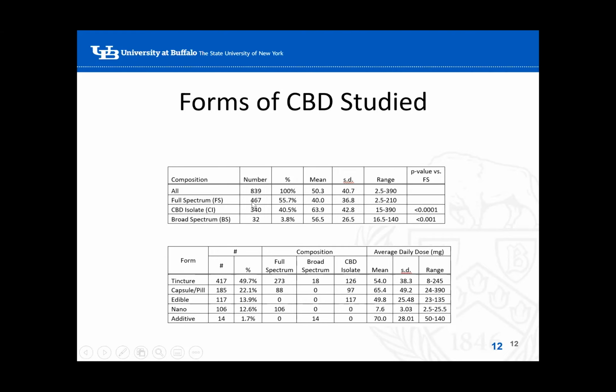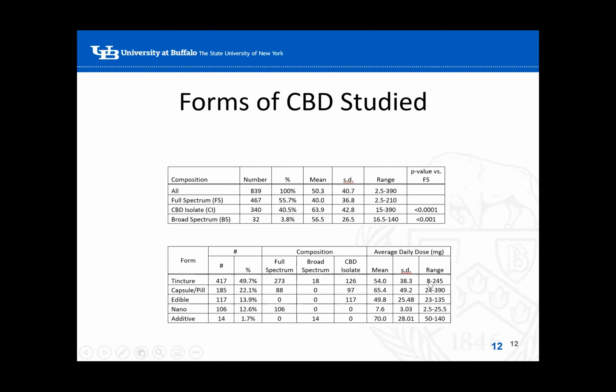467 of the individuals had a full spectrum hemp product; the others had a CBD isolate or broad spectrum, the majority isolate or full spectrum. And here we have some of the ranges of the average daily dose that you see below. Before we get to that, what are some of the products that they used? It was a combination of tinctures, capsules, edibles, some of the nanotechnologies that are out there. And we have a breakdown. Then we have the average daily dose in a range.